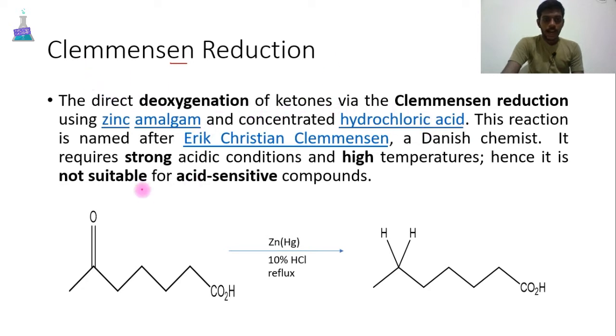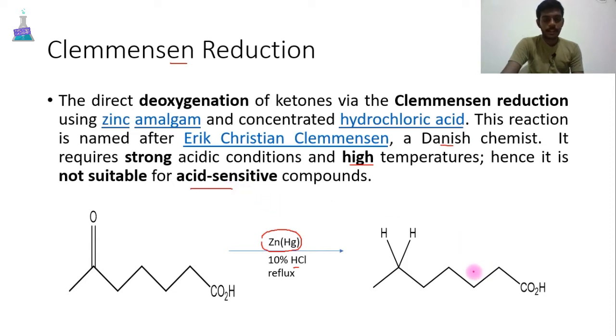Here is the direct deoxygenation of ketones via the Clemmensen reduction using zinc amalgam and concentrated hydrochloric acid. This reaction is named after Erik Christian Clemmensen, who is a Danish chemist. It requires a strong acidic condition. You see, we are using strong acid like HCl. We are using high temperatures also. Hence, it is not suitable for acid sensitive compounds.